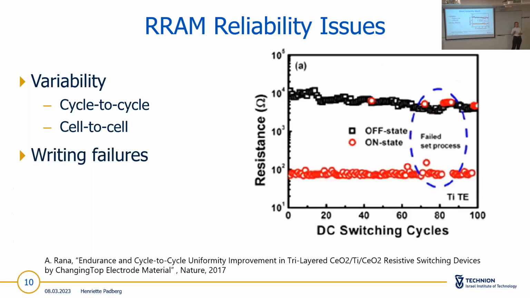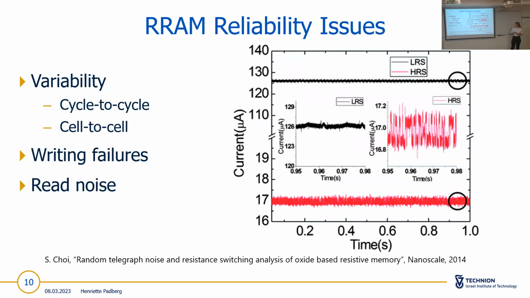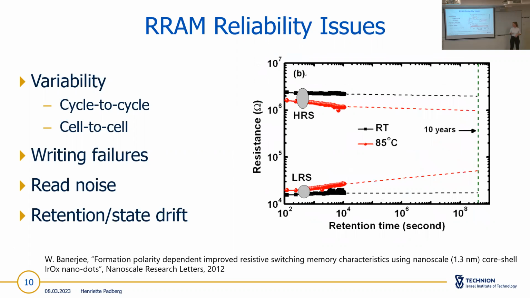What can also happen is that writing failure occurs. That means you have a cell, for example, in an HRS state, so in the off state, and you want to perform a set process. You apply the corresponding voltages, but the cell just doesn't switch and stays in the HRS. This you can see here, the red ones, where writing failures occurred. Also, there's read noise. That means that you never measure one straight line when you measure the current. You always have some variations, and of course that decreases the quality of your end measurement.